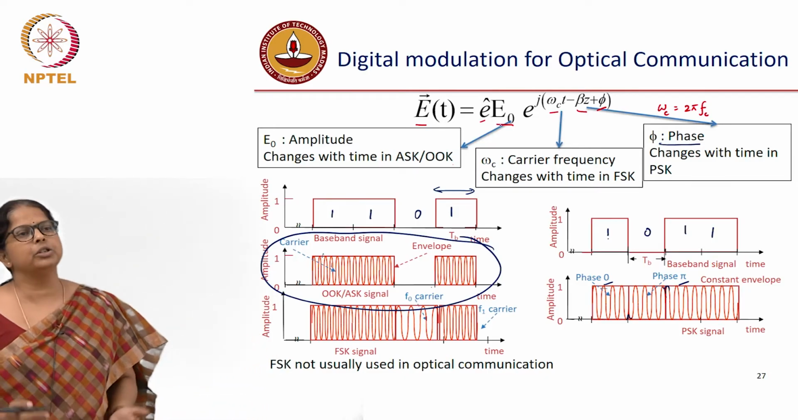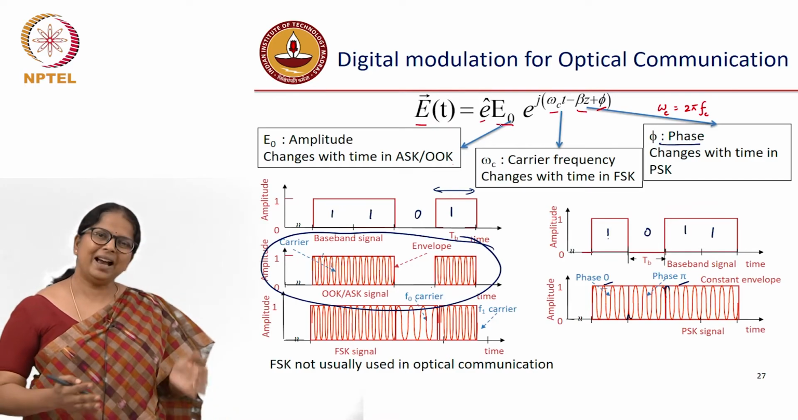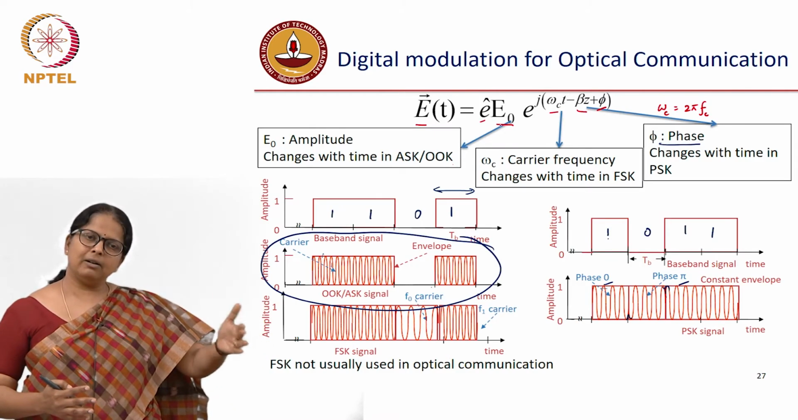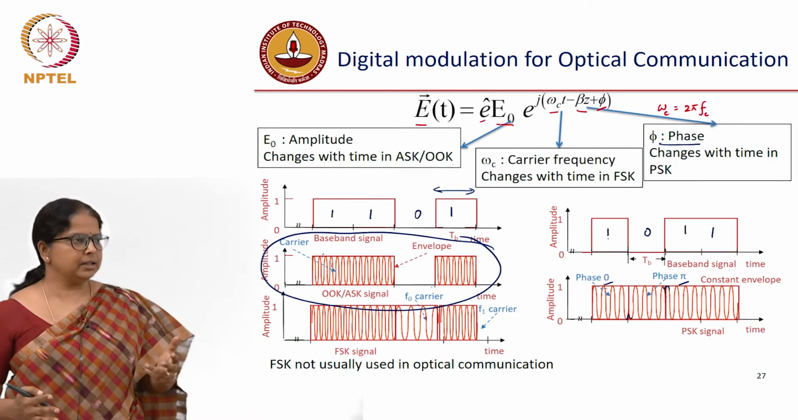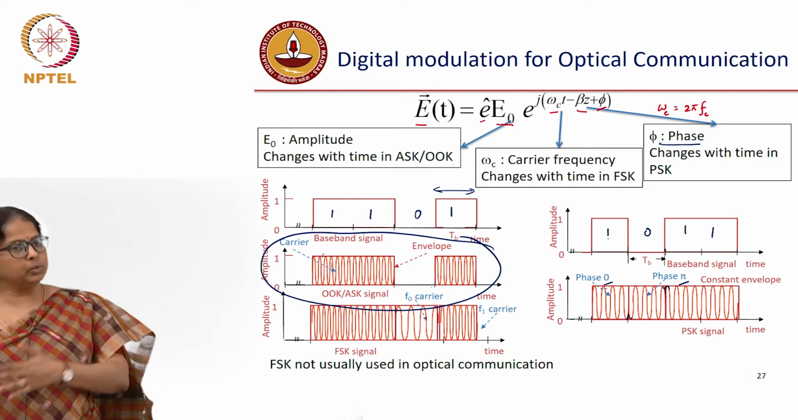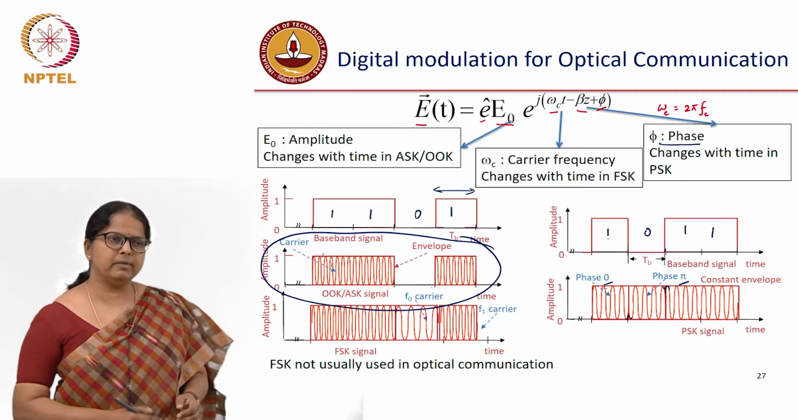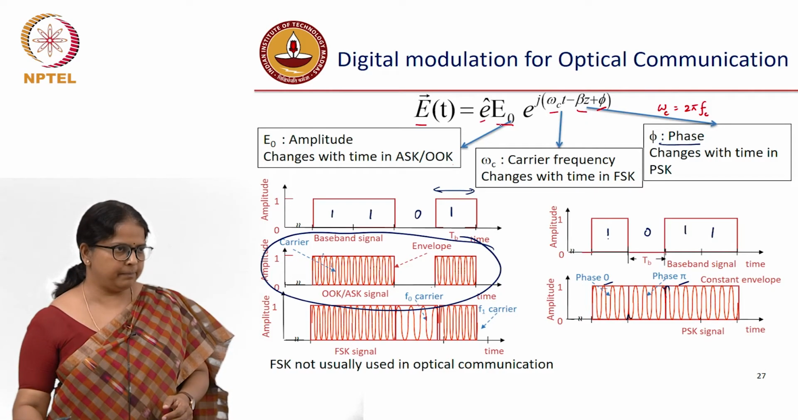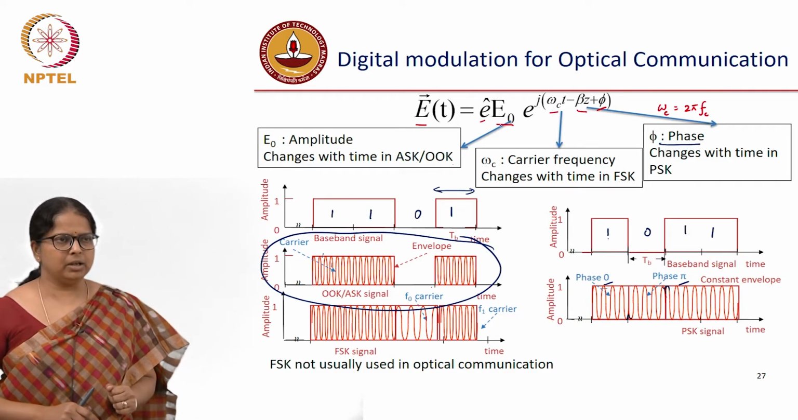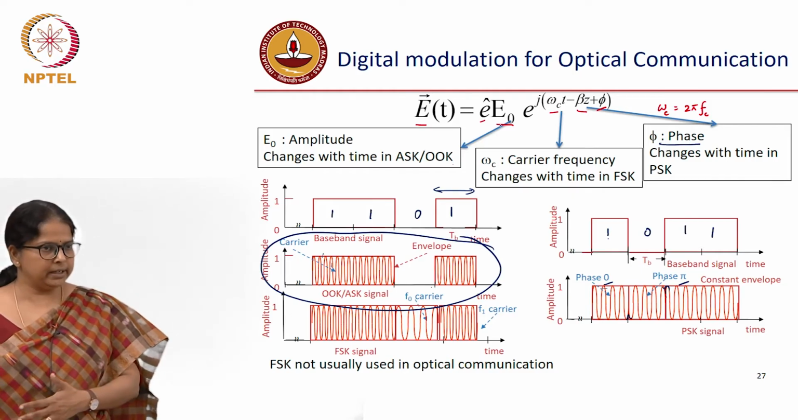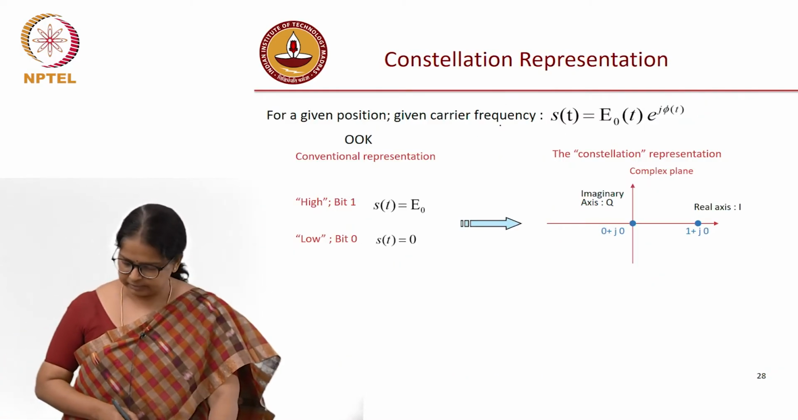FSK is not usually used in optical communication. Even today FSK is not an option. The reason being, it is very hard to switch frequencies of a laser source. It is not that it is not possible, but it is much harder than switching amplitudes or switching phases. We can switch phases much more easily than switching amplitudes. We will learn how to do switching of amplitude, driving current to the LED on and off. That is good enough for intensity modulation. Phase modulation we will see how to do, but FSK we will not do because that is not an easy thing to do in optical communication.